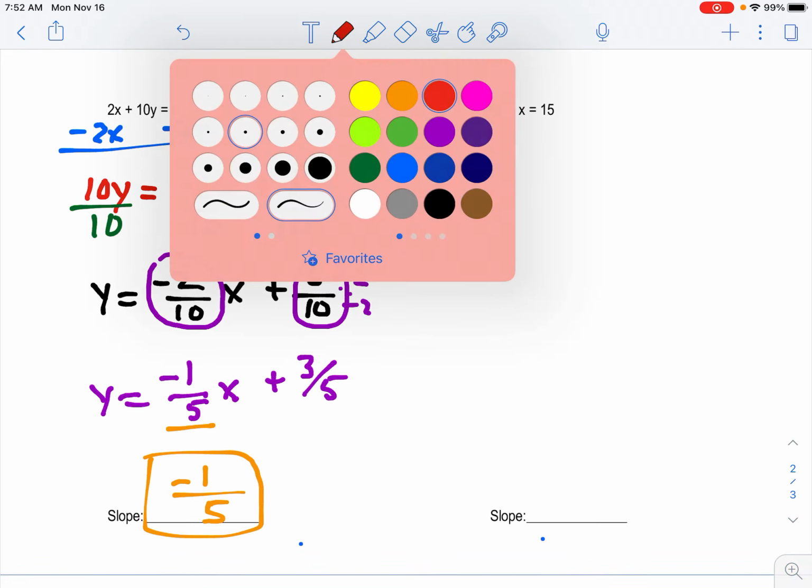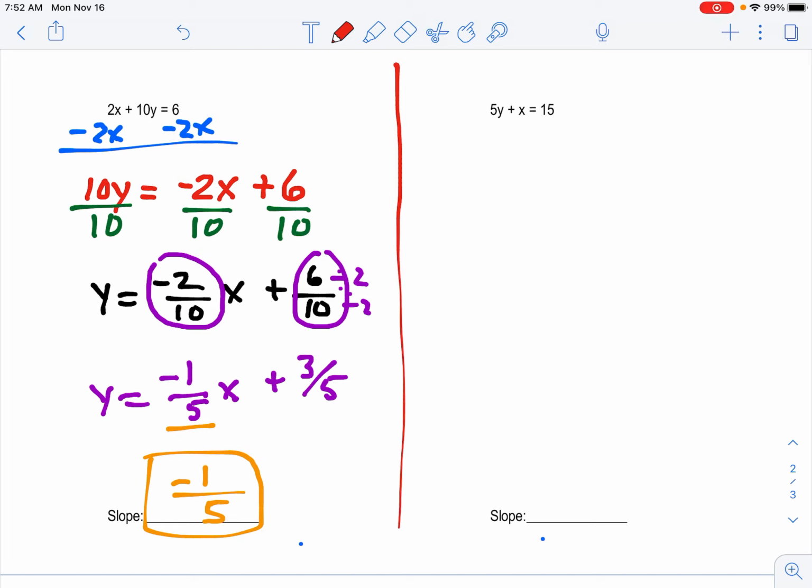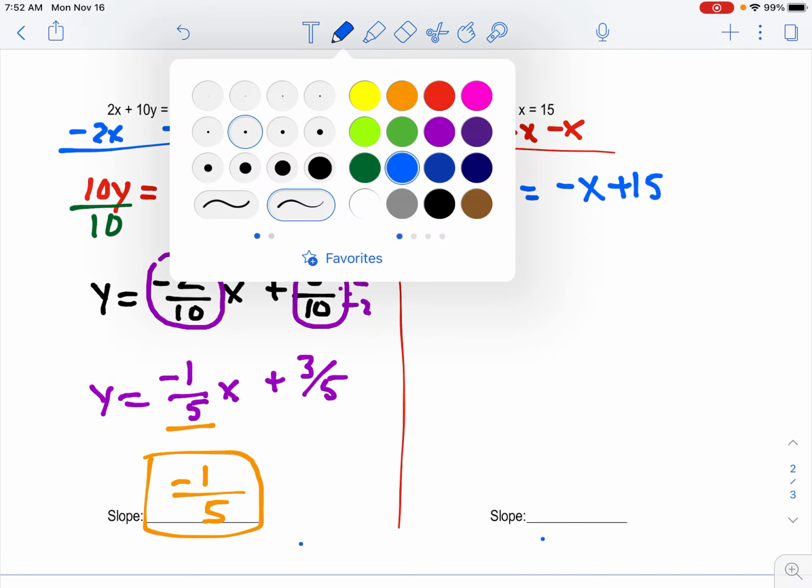All right, let's go ahead and try one more, and then we're going to have you get into some practice. All right, here we go. First step, let's move over our x. Now notice it's a positive x, so I'm going to do minus x on both sides. That will leave us with 5y equals, remember we want to write the x first, and we have a positive 15.